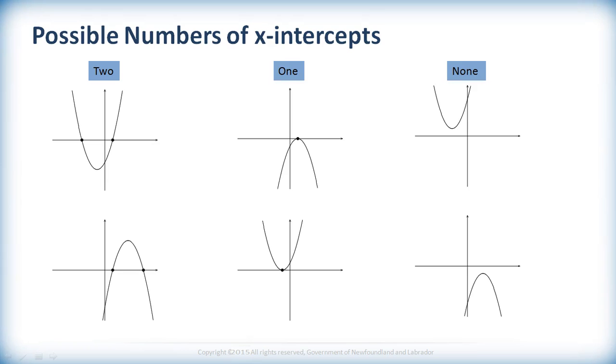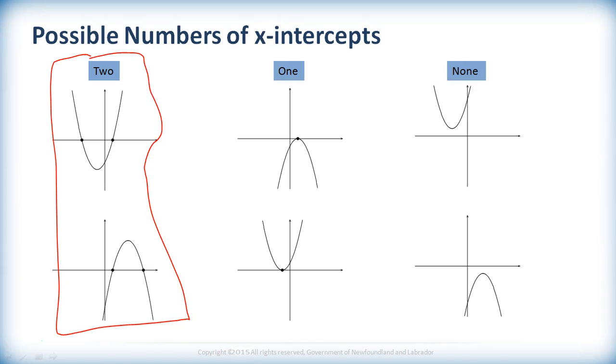Okay, these are a bunch of graphs of parabolas. And each parabola, of course, comes from a quadratic function. We're going to talk about the possibilities of the number of x-intercepts that a parabola can have. In this first category over here, both of these parabolas have two x-intercepts because both of those parabolas touch the x-axis in two places. Okay, so that's one possibility. We could have two x-intercepts for a parabola.